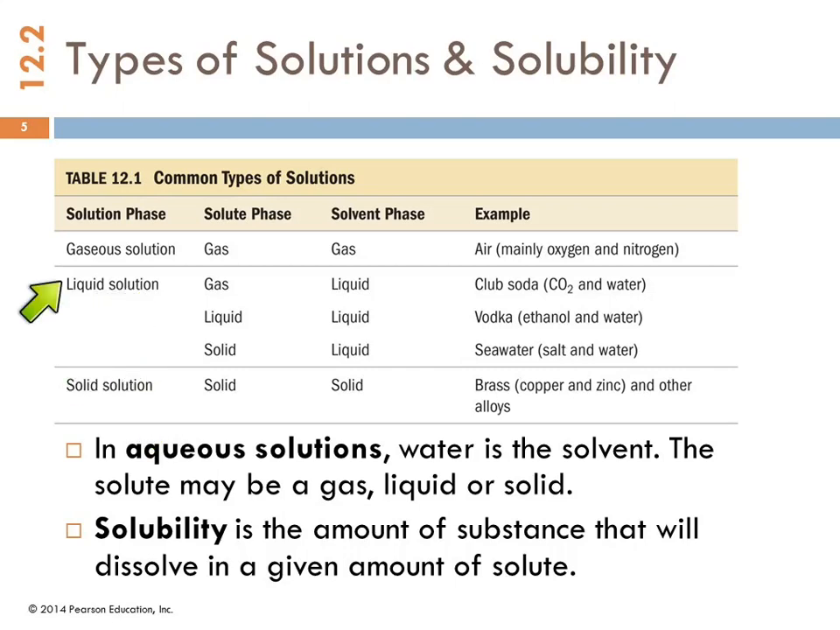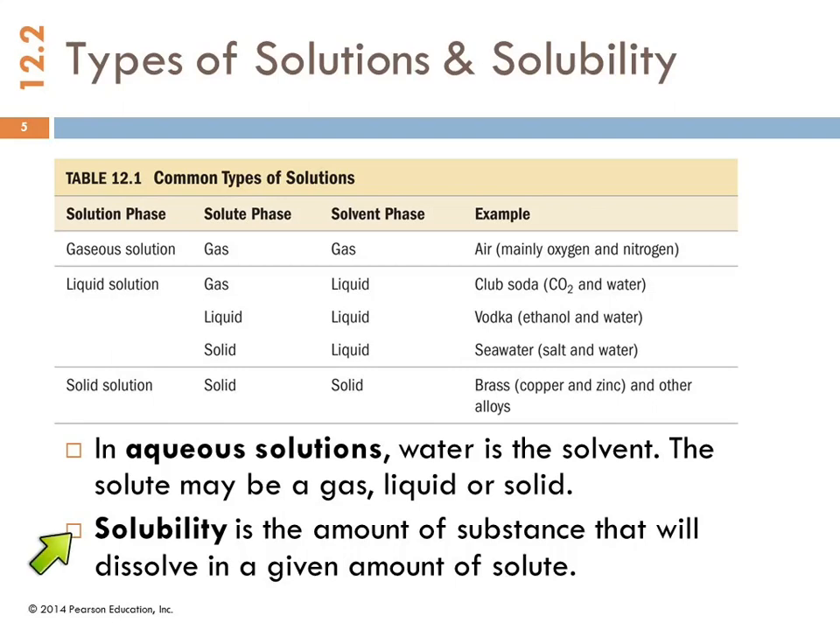Liquid solutions are things we more commonly encounter in chemistry labs. The solvent phase is liquid, and you can have gases, liquids, or solids dissolved. Gas solutions: anytime you have two or more gases together, they make a solution, because gases always mix homogeneously. That's not always the case with liquids and solids.